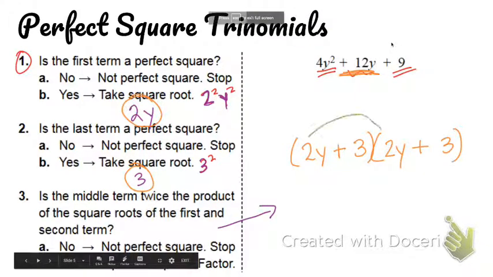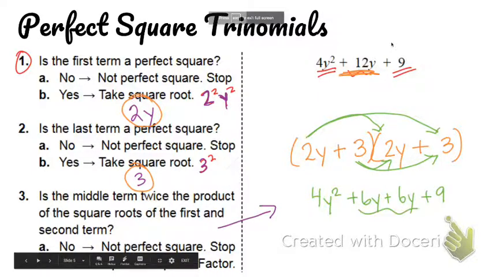If we multiply this, we get 4y squared. Multiply this, we get 6y. Here we get 6y, and here we get 9. And when we combine those like terms, we see 4y squared plus 12y plus 9. It checks out. So this is our factored form right here.